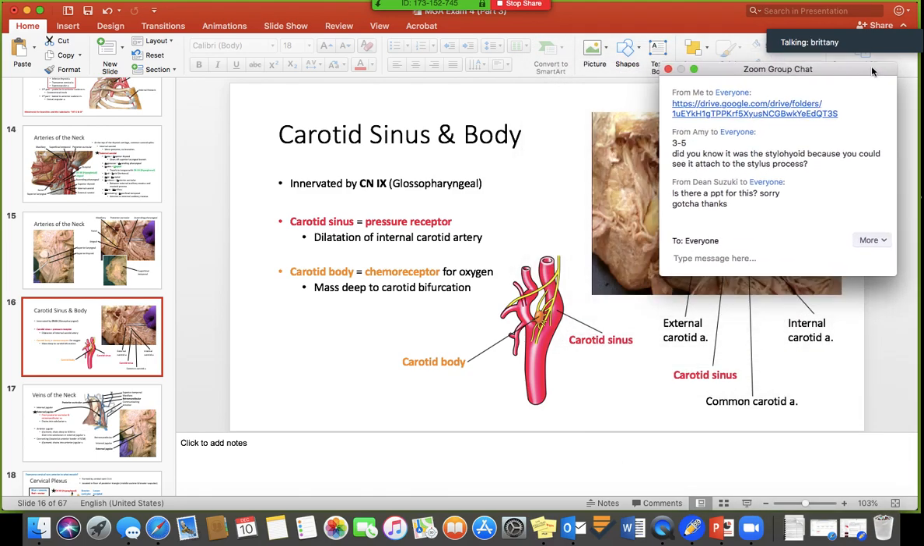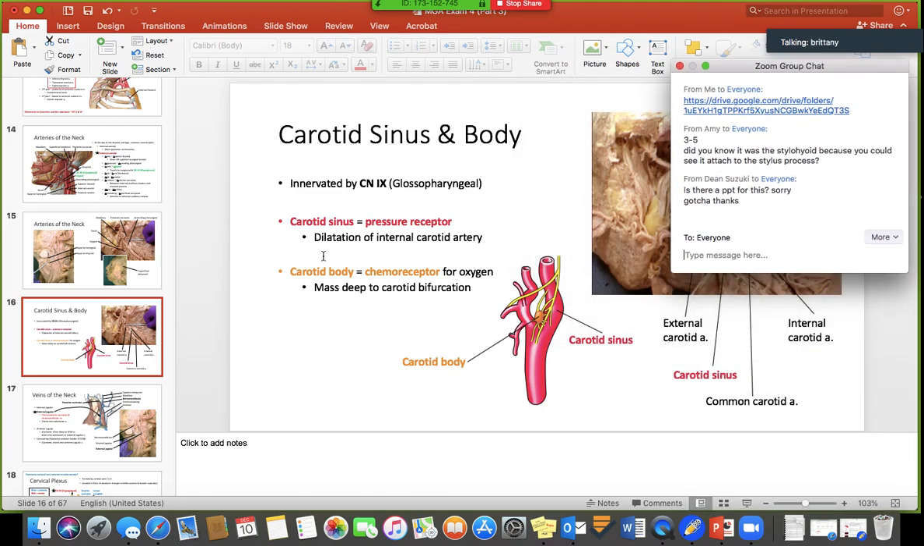All right, so I would know the difference between the carotid sinus and the carotid body. Your carotid sinus is a pressure receptor, or baroreceptor, detecting any change in dilation in your internal carotid. Your carotid body is acting as a chemoreceptor, detecting any change in oxygen levels. Sorry, I should put a star here. I believe this was a lecture question in some form last year, so know the difference between carotid sinus and carotid body.